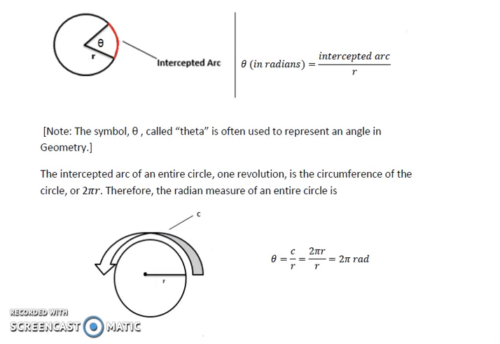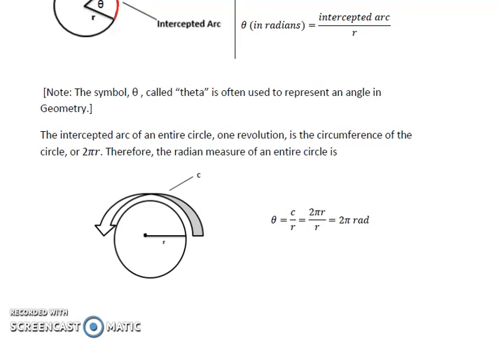The intercepted arc of an entire circle, which is one revolution around the circle, is the circumference of the circle. So if the angle goes all the way around, then the intercepted arc is the circumference of the circle, or 2 pi r.